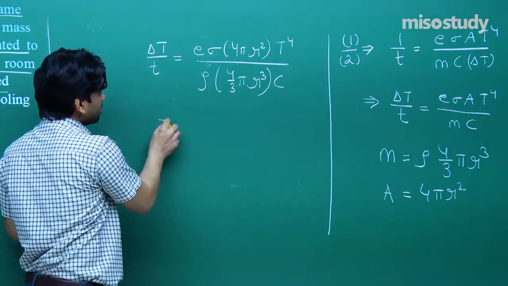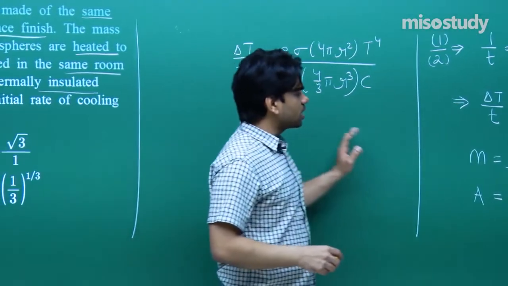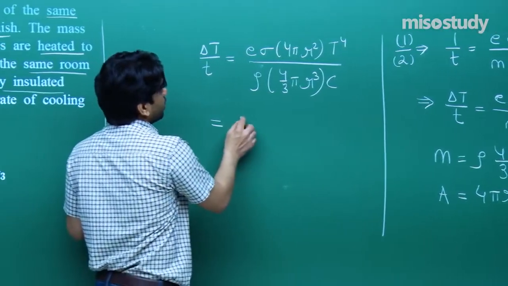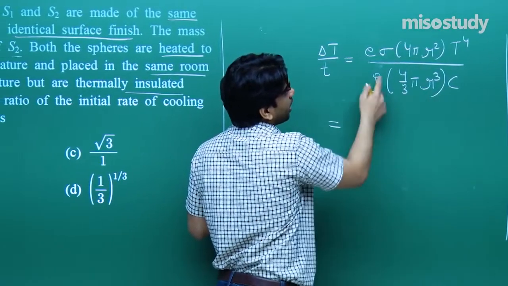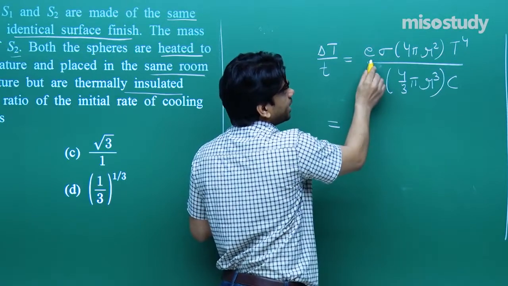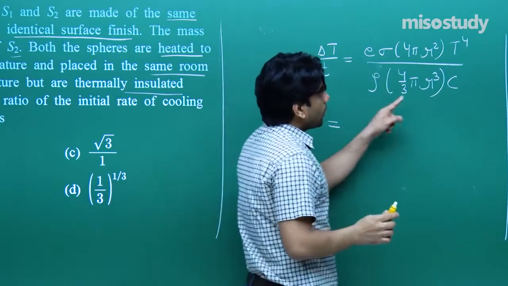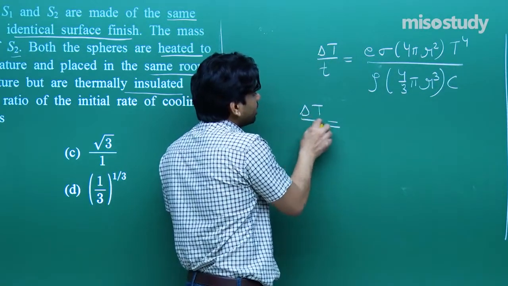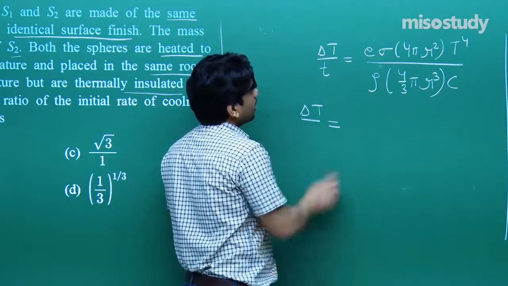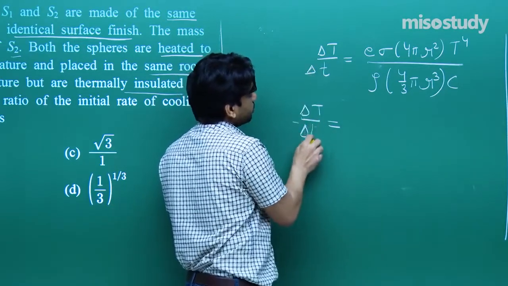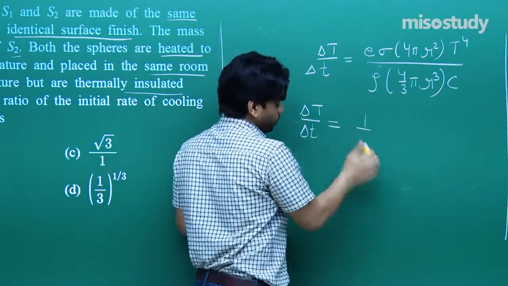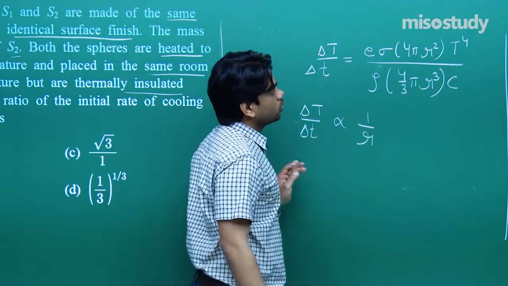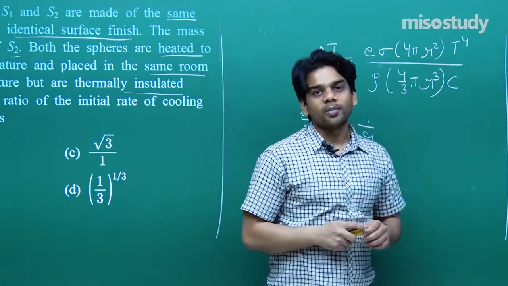Now clearly we have used the value of mass and we have used the value of area. After this, you see here r squared over r cube, we have here 1 by r, and the rest all terms are constant. E sigma are the same for both, T is also the same and C is also the same. So we can write delta T by time T, or let us use delta T everywhere, that will be proportional to 1 by r. That is what we can comment.